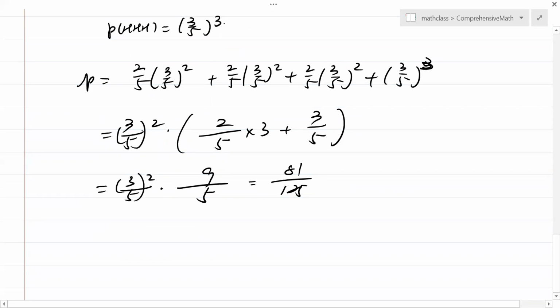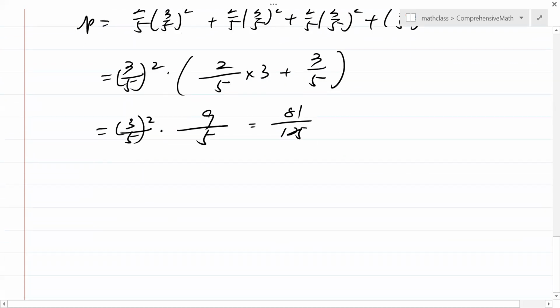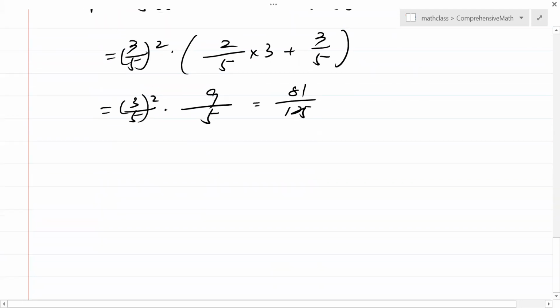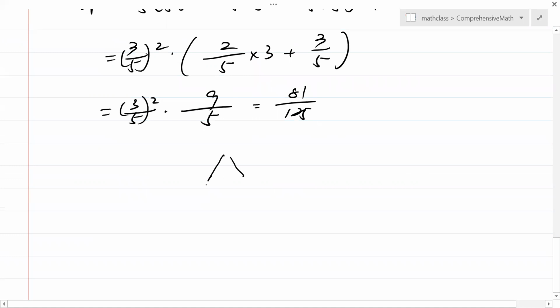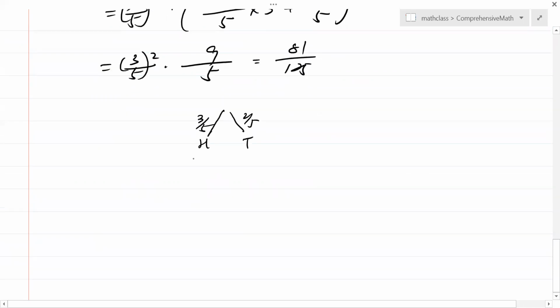Now you can also solve this problem using a tree. You begin with the first flip, where you get tail or head, 3/5 and 2/5. Now from here, again, it's not necessary to do that. Yeah, it's too late, so it'll be complicated. I'm going to stop here.